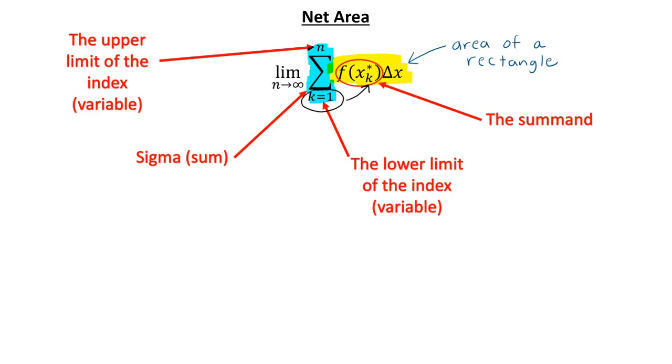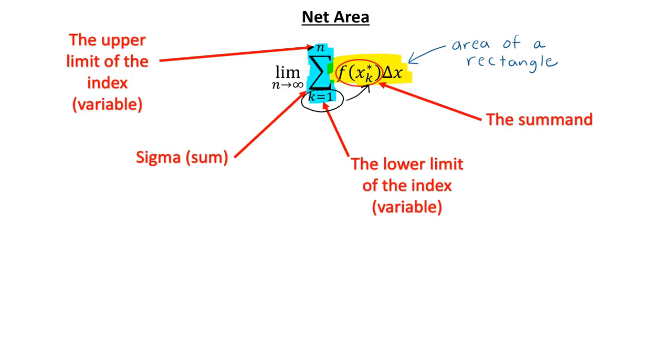Now the portion below the sigma, k equals 1. In this case, 1 is what we call the lower limit of the index. And this variable k is just a dummy variable, because as you can see, k will be plugged into our function. We'll have f of x sub k. So when k equals 1, we'll plug that in, and we'll have f of x sub 1. That will give us the height of our first rectangle.